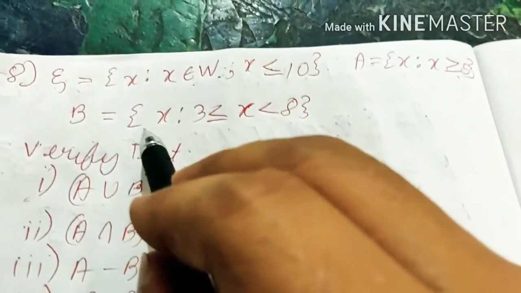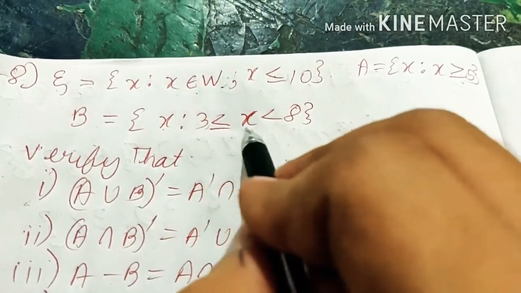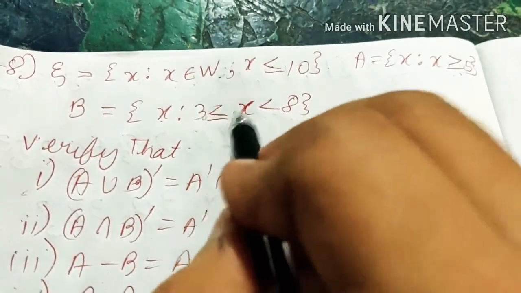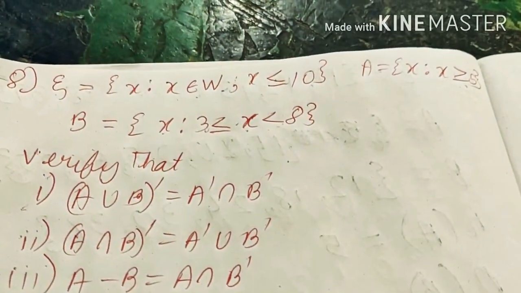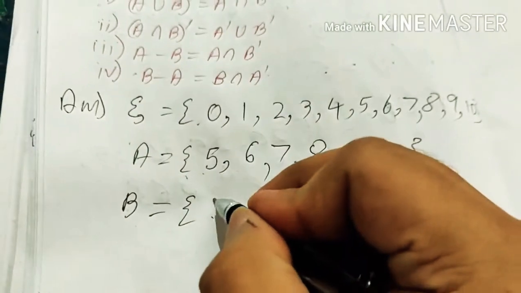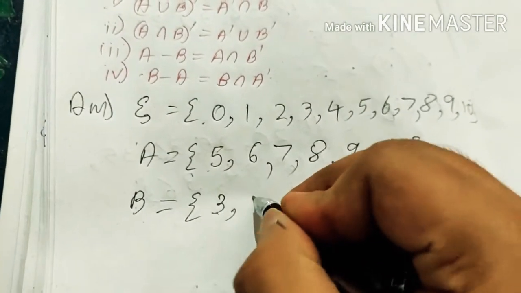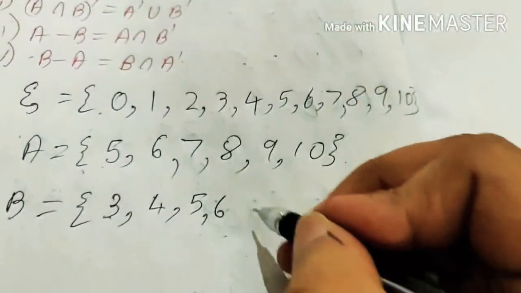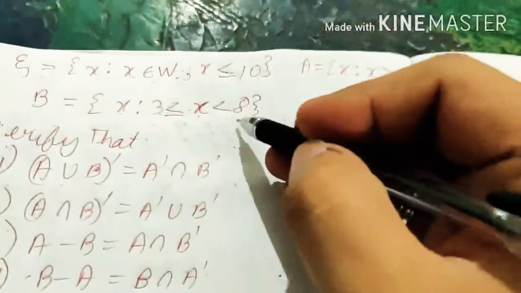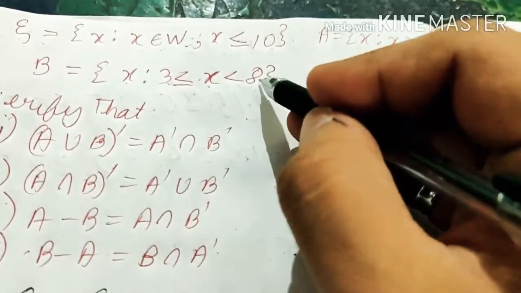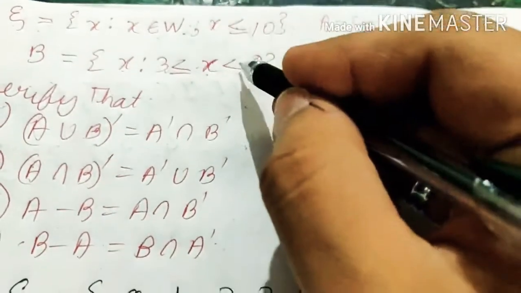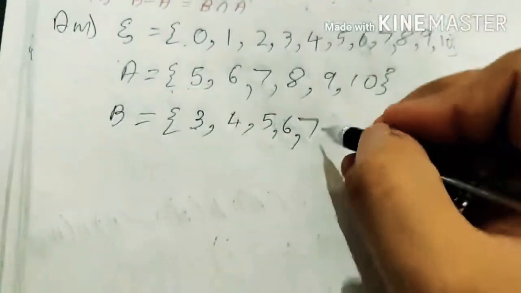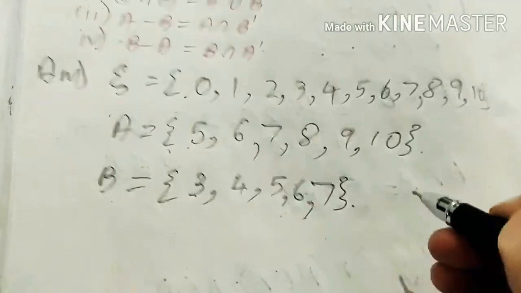Set B says here x is greater than equals to 3 and less than 8. It belongs to 3 and it is greater than 3. So 3, 4, 5, 6, then 7 also. And if you see for 8, x does not belong to it. x is less than 8 but not 8. So here only up to 7.